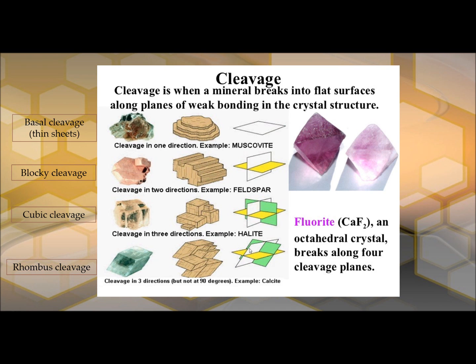And this one here also breaks in three directions, but they aren't 90-degree angles like the halite. They're a rhombus shape. That is more likely to be calcite. You want to know the difference between these. This is probably the biggest, most important one. Halite is salt. You know, the stuff you put on your French fries. Calcite is concrete, not something you want to put on your French fries.